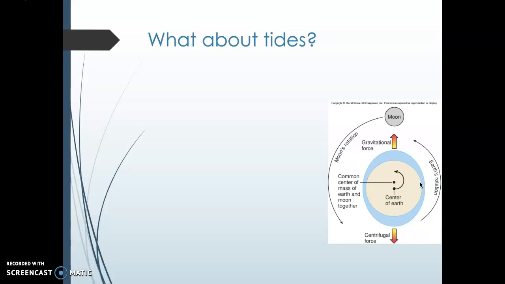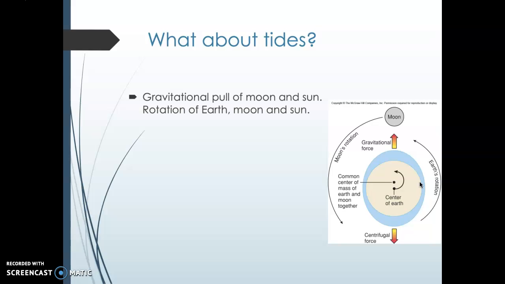So what about tides? Tides are all about gravity. Tides are influenced not just by the moon, but also by the sun. But the moon, because it's much closer, has a much larger pull on the water in the ocean.